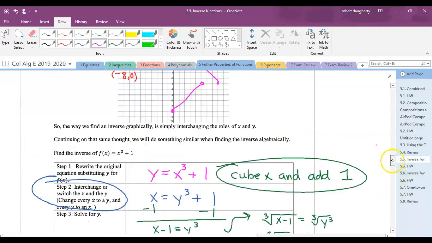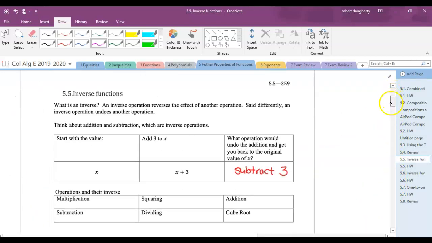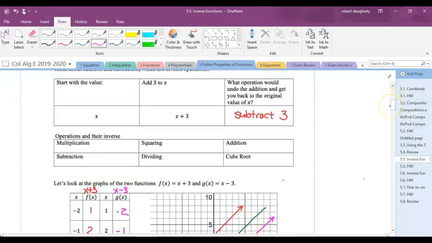Now, one thing I think I did forget. Let me go back to the first page. I just skipped over it for some reason. You know this, but just to drill this home, what's the inverse of multiplying? Divide. What's the inverse of squaring? Square root. Inverse of adding? Subtract. Inverse of subtracting is to add. Inverse of dividing is to multiply. Inverse of cube root is to cube something. So these are just operations that you know already on some level.